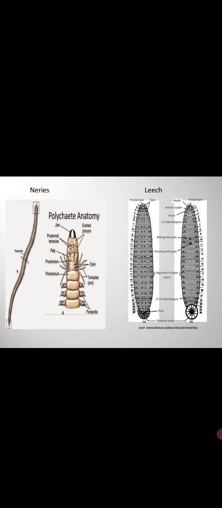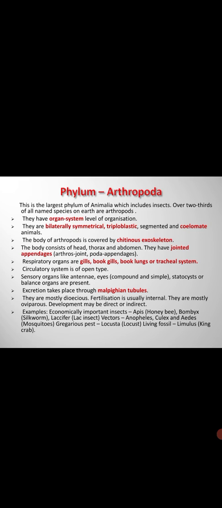Excretion here is occurring by nephridia. So these were the characters of phylum Annelida. Next phylum is phylum Arthropoda. It is the largest phylum in the animal kingdom, which includes insects. Over two-thirds of all named species on earth are arthropods. They have organ system level of organization. They are bilaterally symmetrical, triploblastic, segmented, and coelomate animals.